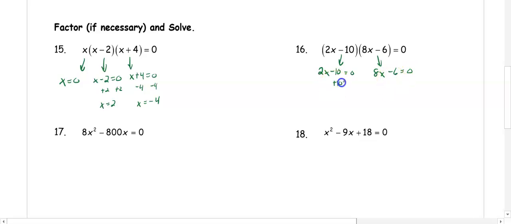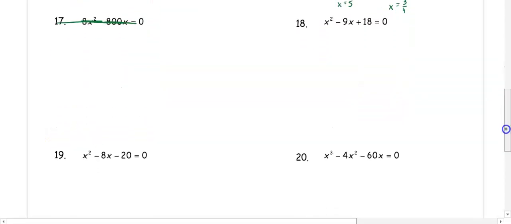So we can add 10 to both sides. 2x equals 10. We divide by 2. X is 5. Here we can add 6 to both sides. So 8x equals 6. And we divide by 8. X is 3/4. We're going to skip number 17 and we're going to go to number 18.